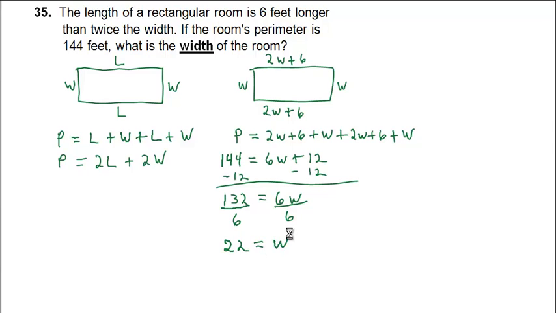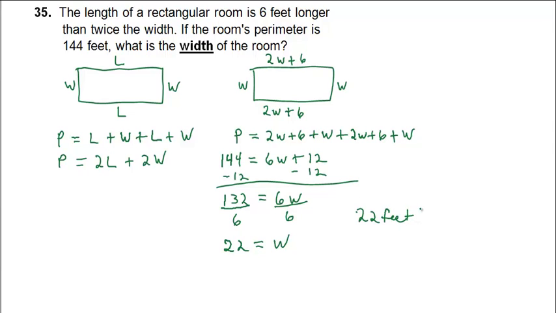So W equals 22. Now always be careful as to what they're asking in the problem. In this case, they are asking for the width, and W equals width. So our width would be 22 feet.